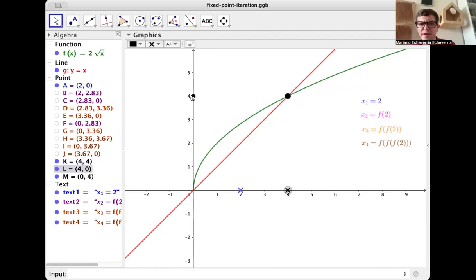Can you see my pointer, by the way, on the GeoGebra animation? The idea is that on a fixed point, the x value and the y value coincide. So they are here.